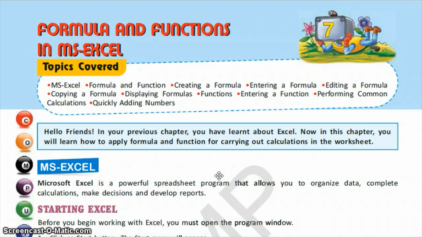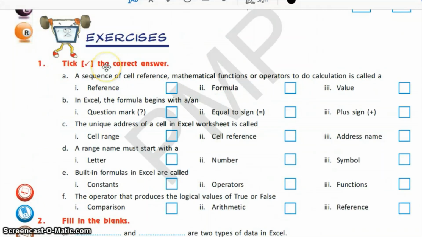So students, we have completed the chapter Formula and Functions in MS Excel and let us start with the exercises of it. So the first question is tick the correct answer and the statement is a sequence of cell reference, mathematical functions or operators to do calculation is called as a reference, formula or value, and the correct answer is value.